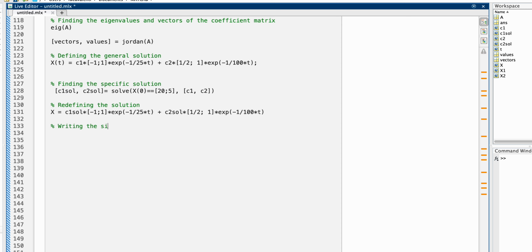writing the single solutions. Well, these are not solutions. The single salt functions.